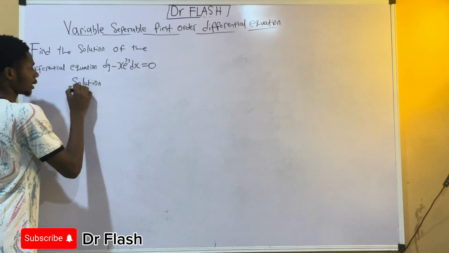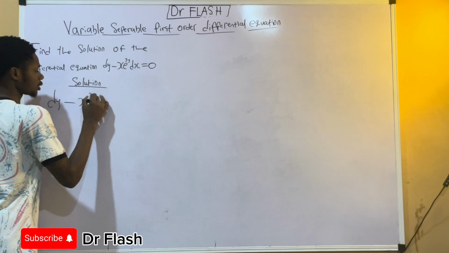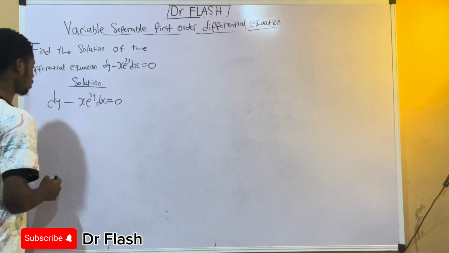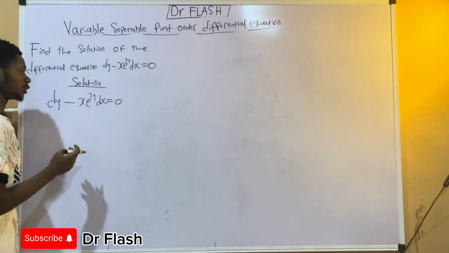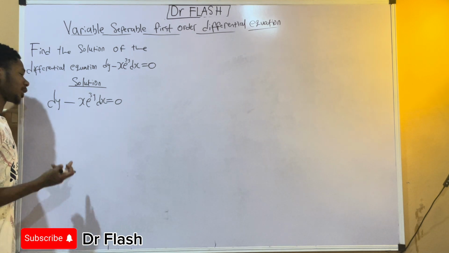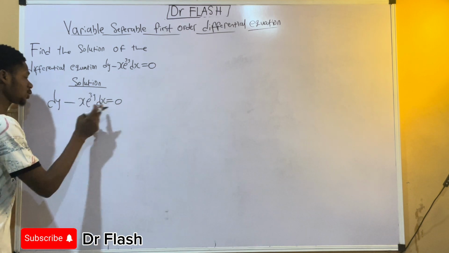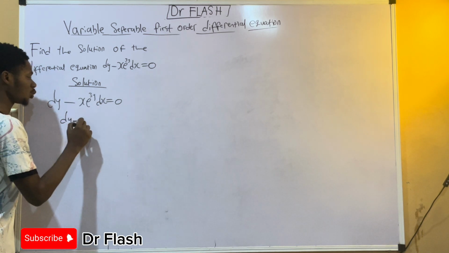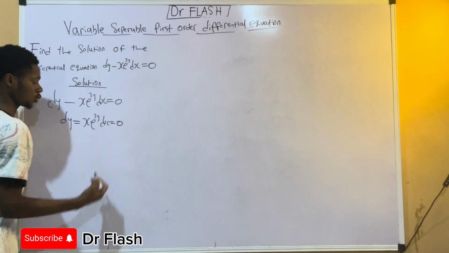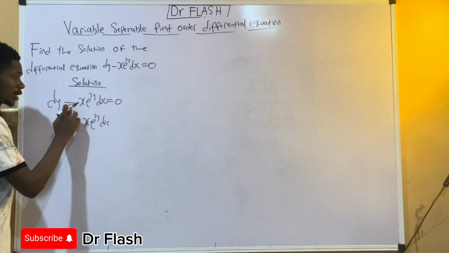So, solution. The problem we're having in this case is dy minus x exponential 3y dx is equal to 0. Now, like I said, we are going to separate the variables into two different parts, that is the left hand side and the right hand side. How are we going to do that? The one with x should be on one side, the one with y should be on one side. So if I take this one to the other side, I'm going to get dy is equal to x exponential 3y dx.